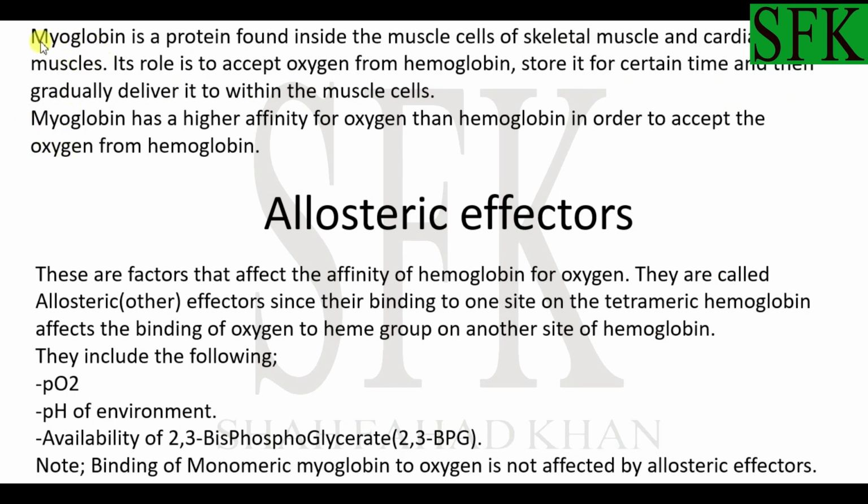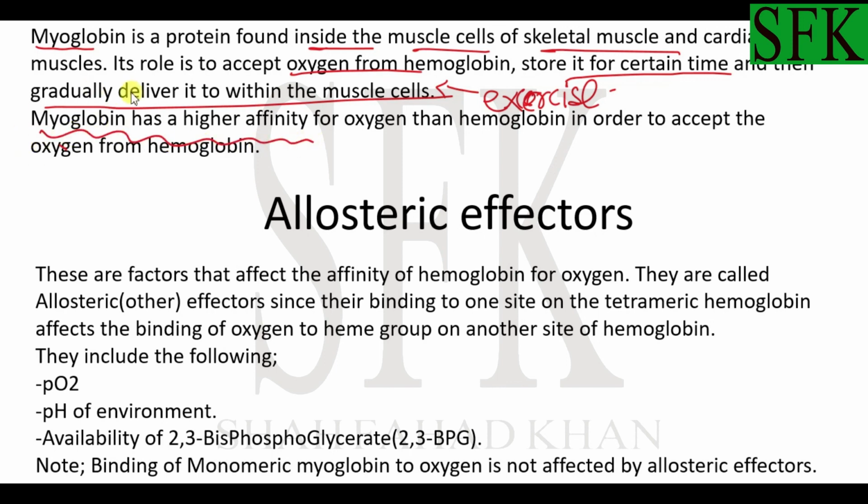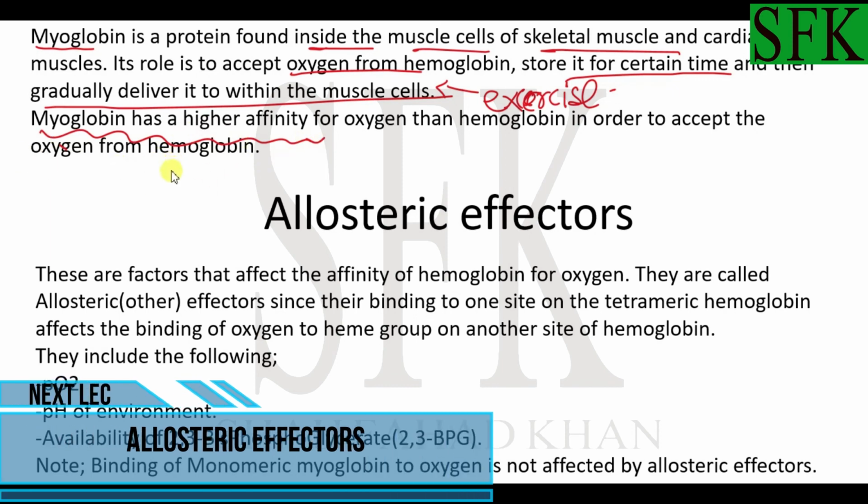Now, a bit of information about myoglobin. Myoglobin is a protein. It's also a heme protein, just like hemoglobin. It's found in the muscle cells of skeletal and cardiac muscles, and its role is to accept oxygen from the hemoglobin and store it for a certain time, and then gradually deliver it within the muscle cells whenever required. An example is when a person exercises. During exercise, myoglobin provides its oxygen to the muscle cells. Myoglobin has a higher affinity for oxygen than hemoglobin in order to accept the oxygen from hemoglobin. If its affinity were lesser than the affinity of hemoglobin, it would not be able to accept the oxygen from hemoglobin.